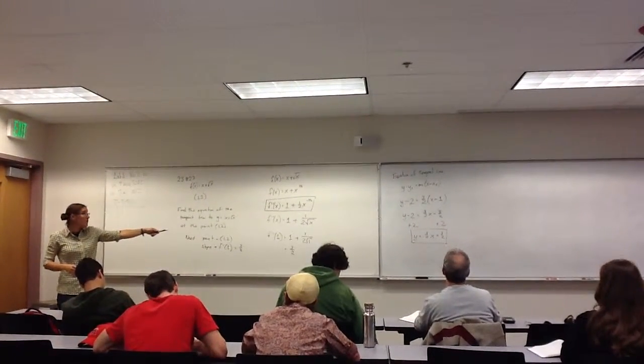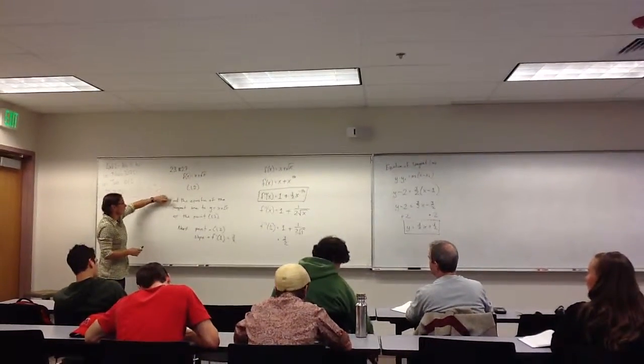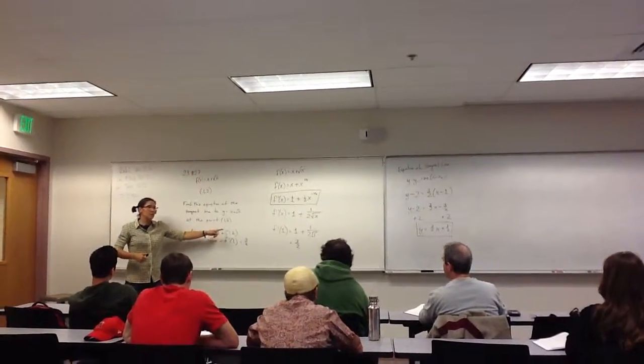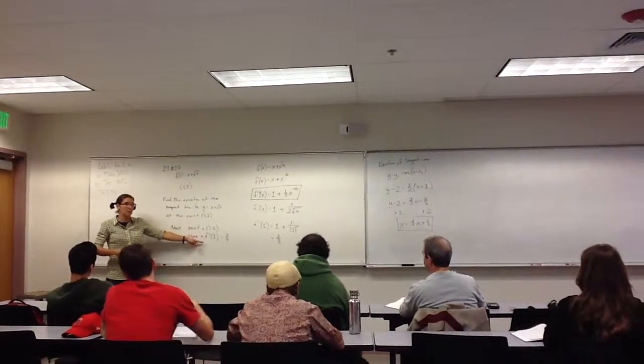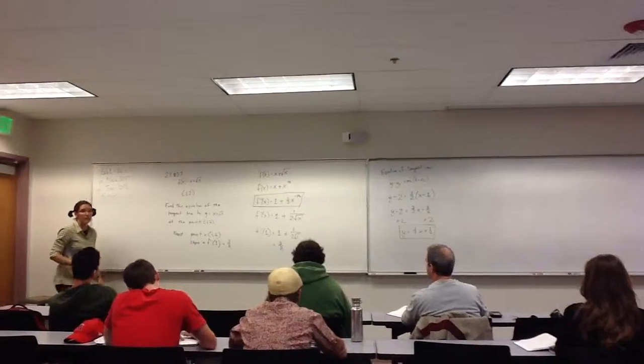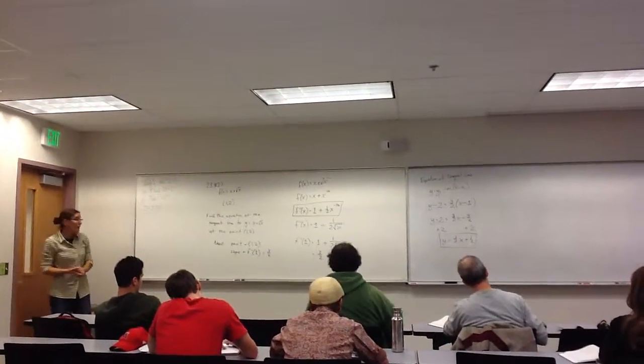Key points here are that if we want to find the equation of the tangent line, our point is given to us, and we need a slope. And our slope comes from our derivative. We need to calculate the derivative, plug in our x value, and that will give us our slope. Okay, other practice problems.